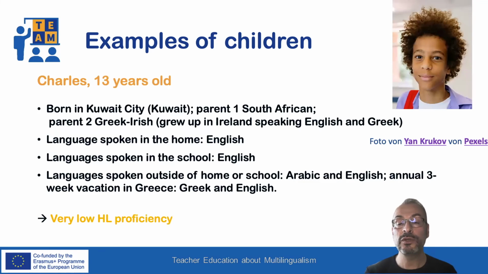Charles is 13 years old. He was born in Kuwait City. One of his parents comes from South Africa, and the second one is a second-generation Greek who grew up in Ireland speaking Greek and English. The home and school language is English. Outside of home and school, he speaks Arabic and English. Every year, he goes to Greece for 3 weeks, where he is exposed to Greek from the extended family and other people, but he speaks English with his parents. Therefore, his proficiency in Greek is very low.